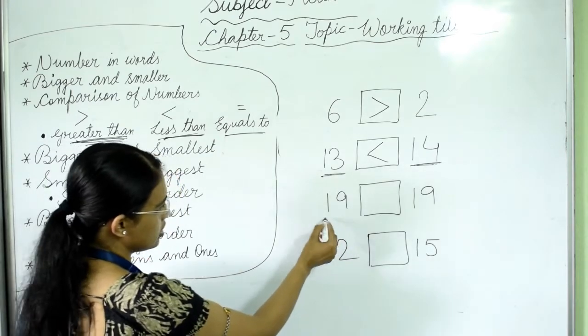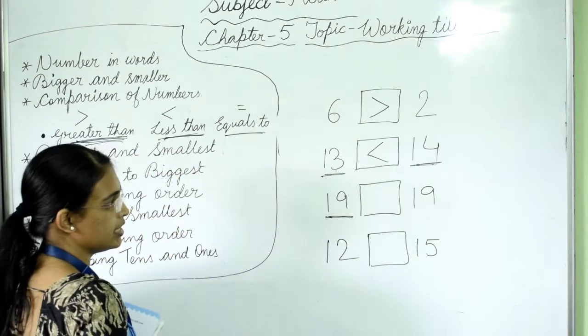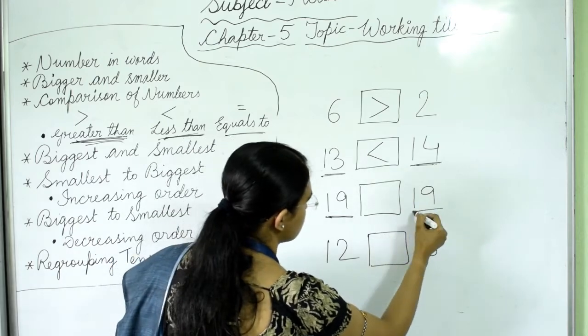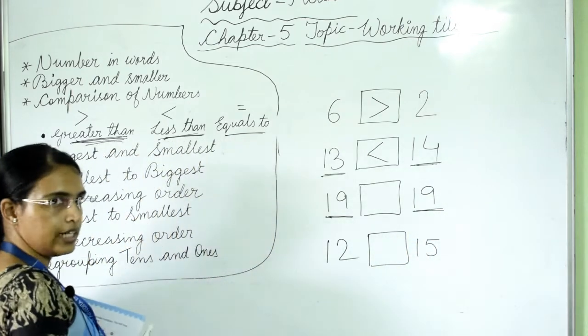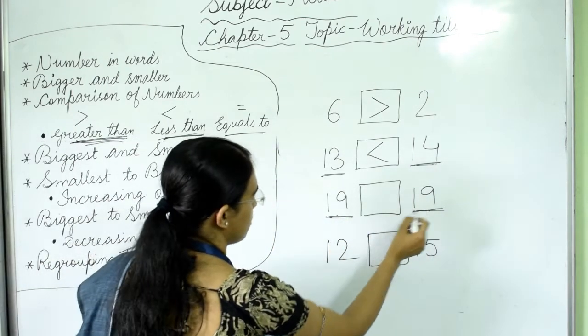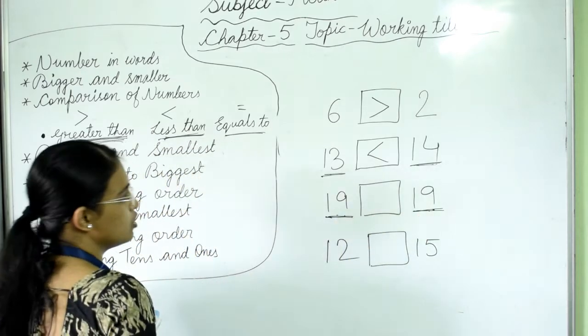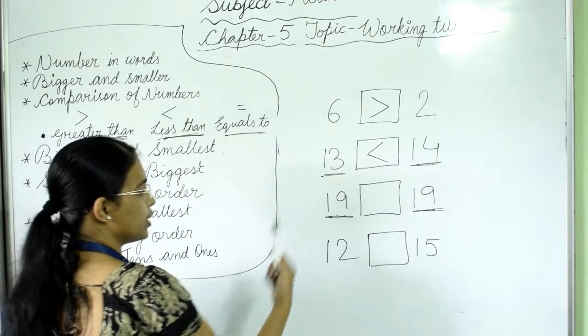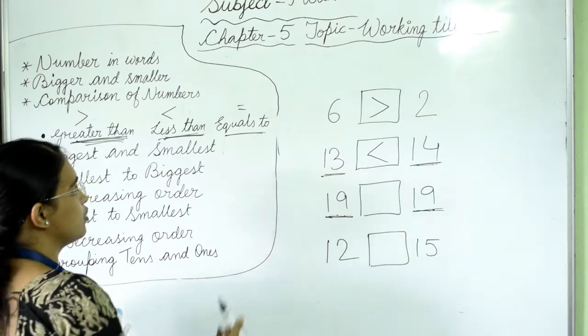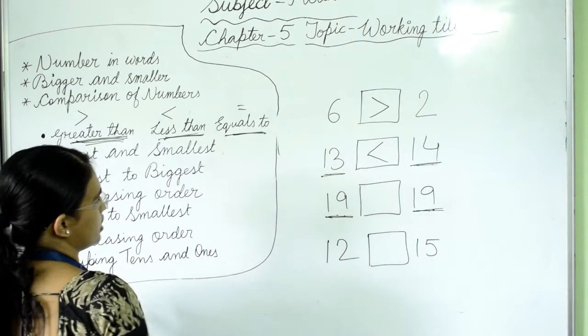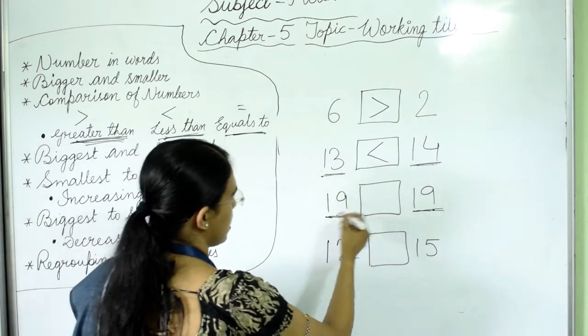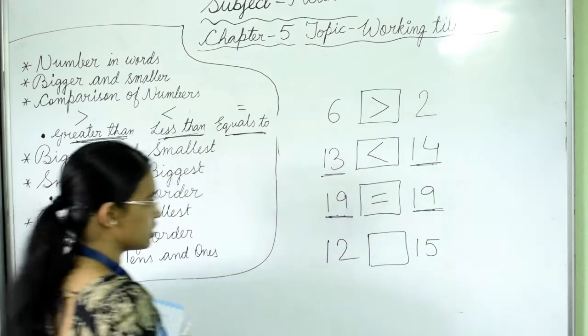Now look here, on this side we have 19 and on the other side we have 19 again. So both the numbers are the same on both sides. So here we have to use which sign? We have to use equals to sign. If both the numbers are the same, then we have to use equals to sign.